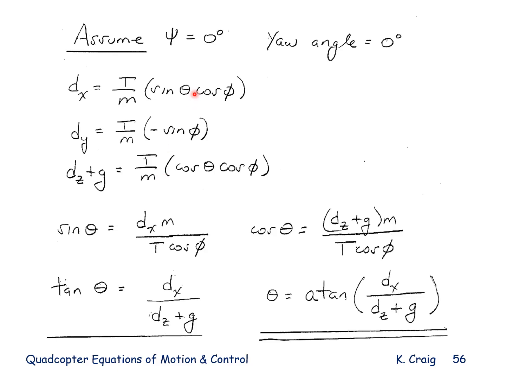If in the first expression I solve for sine theta, the result is shown here. In the last expression, if I solve for cosine theta, the result is shown here. If I place sine theta over cosine theta, I get the tangent of theta. And I can solve for theta as the arctangent of d sub x divided by d sub z plus g.